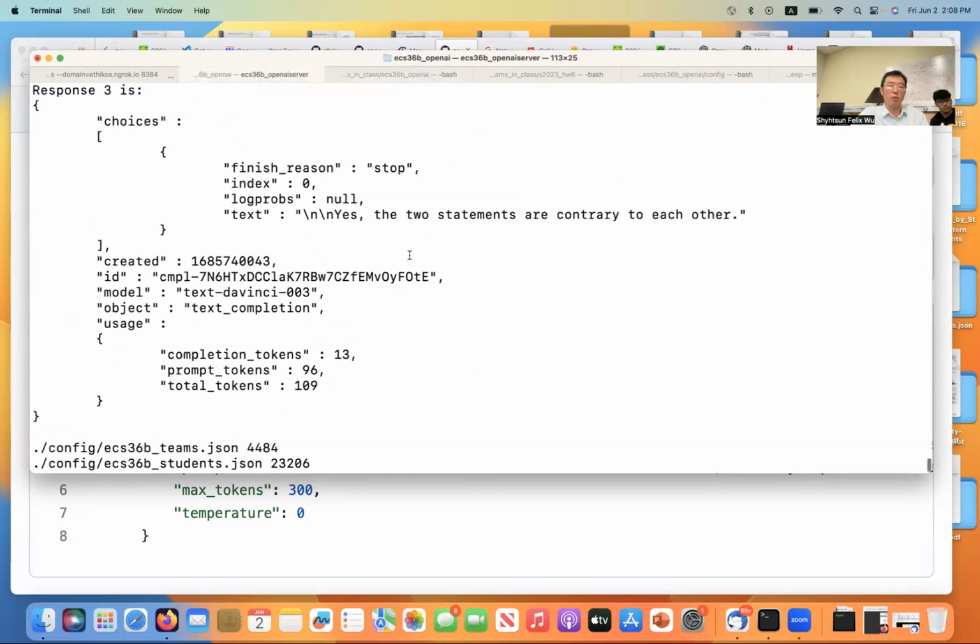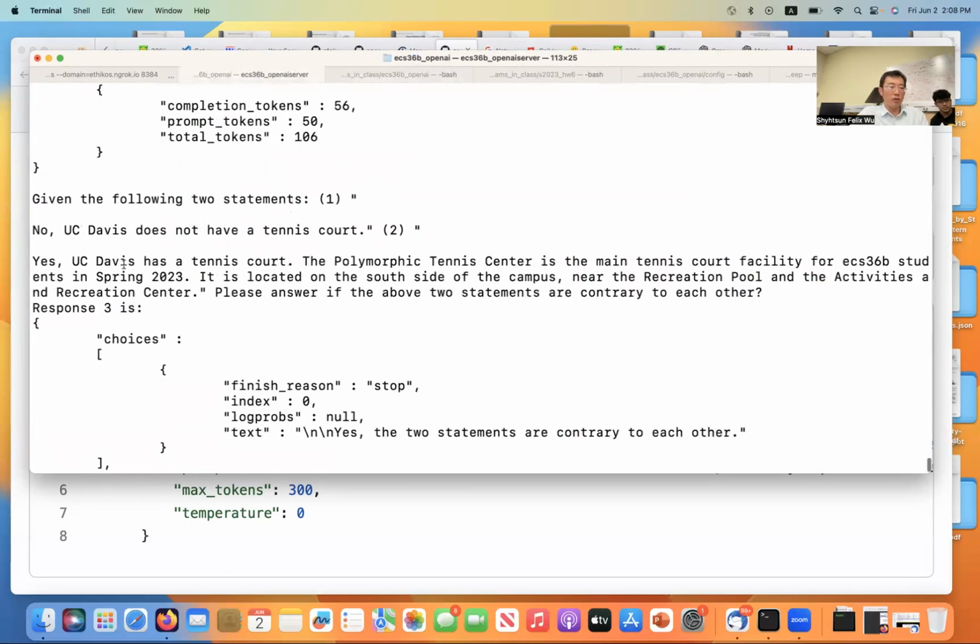send it to the GPT. You can see what GPT is doing. This is the sentence I generate to ask the third question to GPT. I said, given the following two statements, one, no, UC Davis does not have a tennis court. That was the first response. And then I said, two, yes, UC Davis has a tennis court. That was the second response, right?